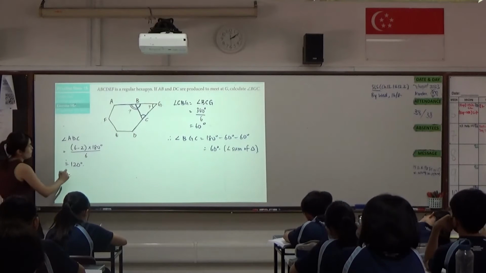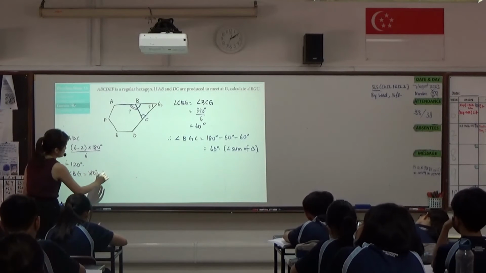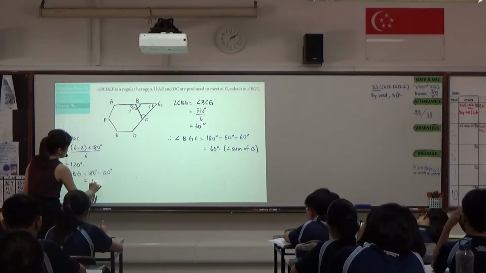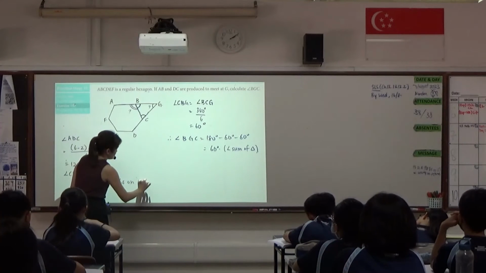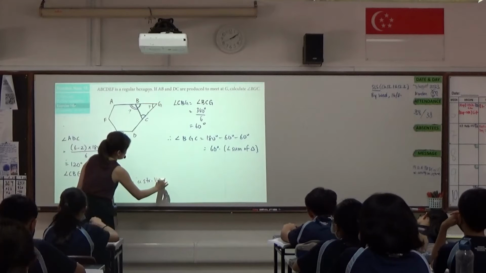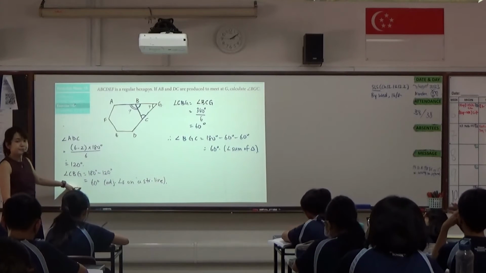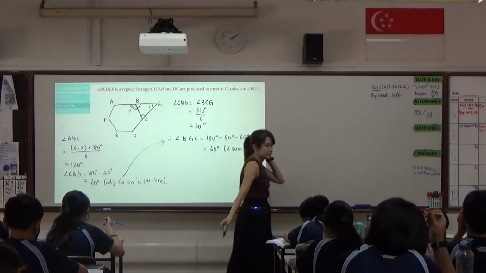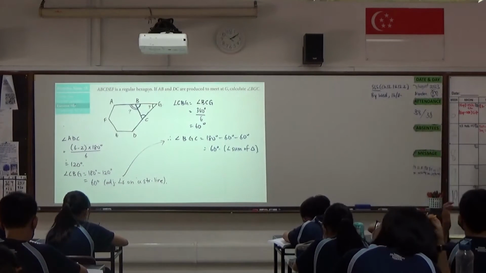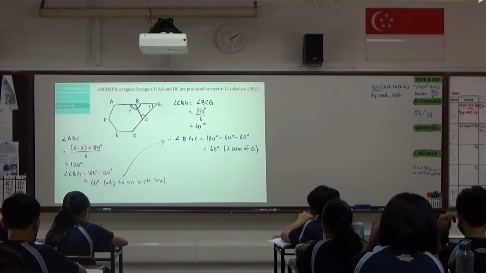Then after that, you want to find out angle CBG. That will be 180 minus 120, by adjacent angles on a straight line. So if you do it by interior angles, the steps will be longer. Then after that, you can continue finishing up here. Alright, shall we move on?